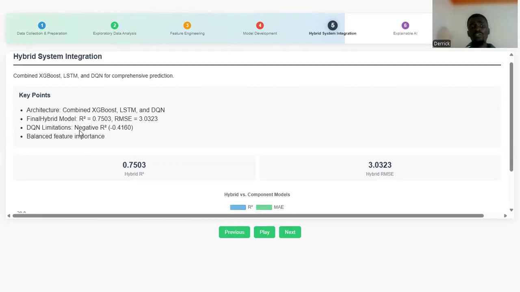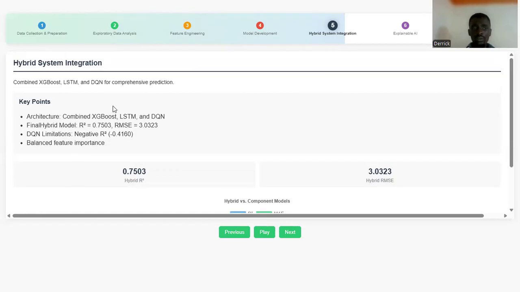During this process, the key points with the architecture was combined XGBoost, LSTM, and DQN. Those were the major models, coming up with a final hybrid model with an R squared of 75 and RMSE of 3.03, which is not a bad performance after training and testing. And then the DQN limitations were negative, so we didn't train for a very long time due to limited resources and time.